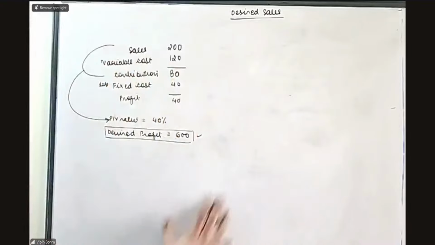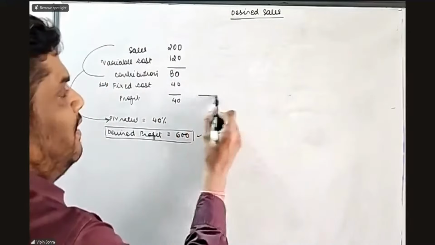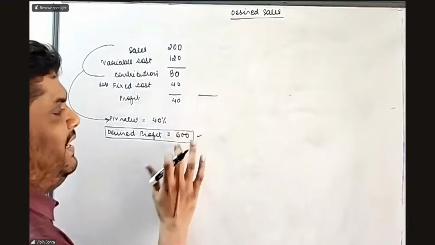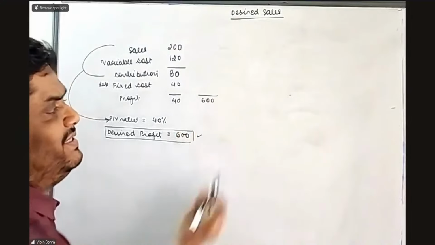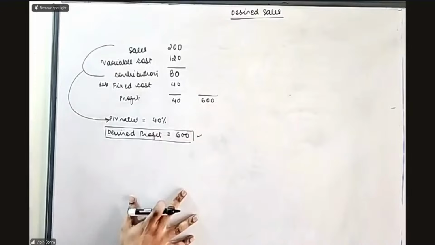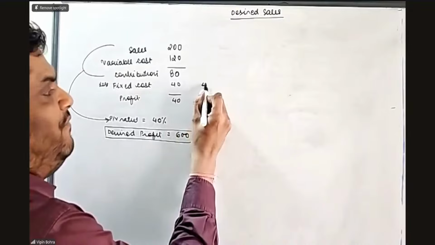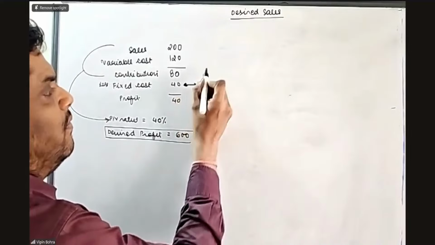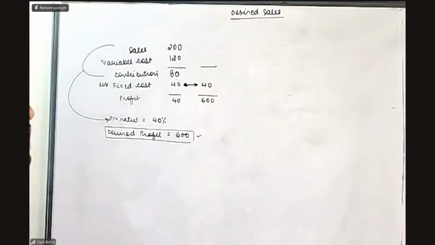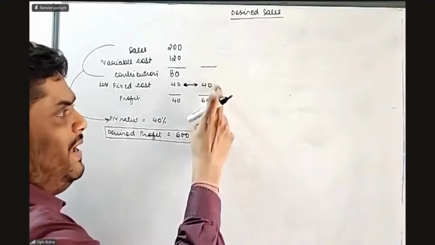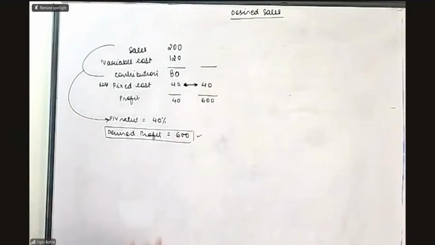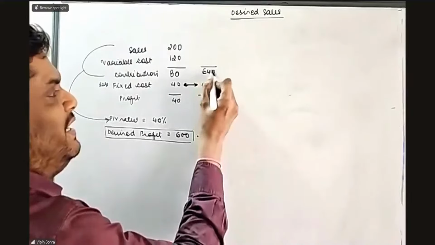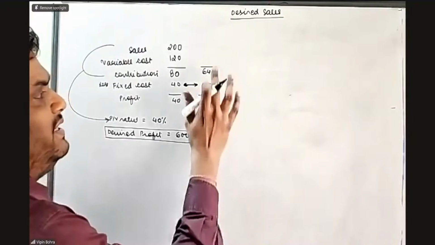So, very simple, guys. In break-even sales, my expected profit was 0. But herein my desired profit is given, that is 600. That is, I want to earn 600 rupees. My fixed cost will never change. It will remain the same. So how much will be my contribution? Contribution minus fixed cost is profit. So contribution will be fixed cost plus profit. See, 640 minus 40 is 600.